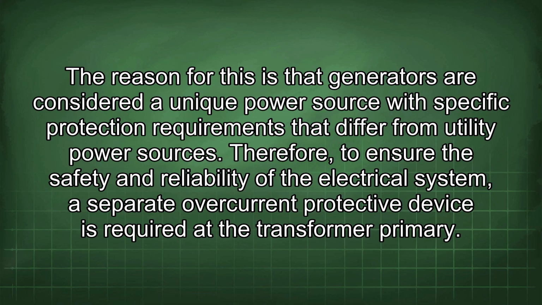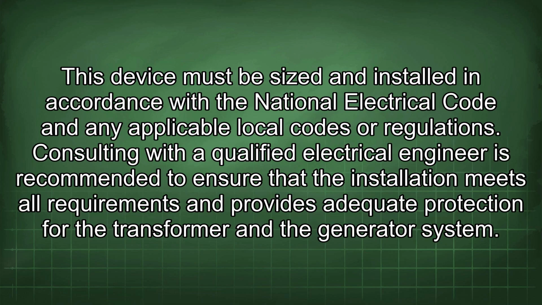The reason for this is that generators are considered a unique power source with specific protection requirements that differ from utility power sources. Therefore, to ensure the safety and reliability of the electrical system, a separate overcurrent protective device is required at the transformer primary. This device must be sized and installed in accordance with the National Electrical Code and any applicable local codes or regulations.